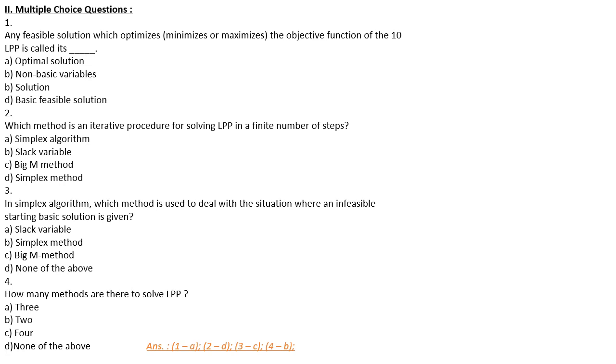Third, in the simplex algorithm, which method is used to deal with the situation where an infeasible starting basic solution is given? Slack variable, simplex variable, big M method, none of the above. Correct answer, big M method. Fourth, how many methods are there to solve LPP? 3, 2, 4, none of the above. Correct answer, option B.